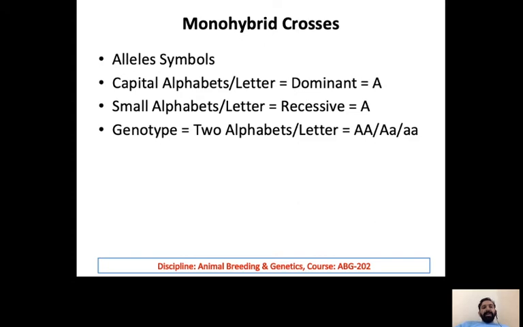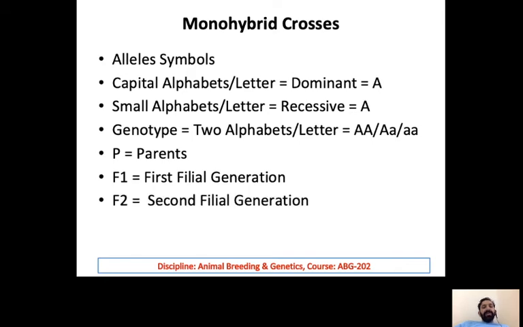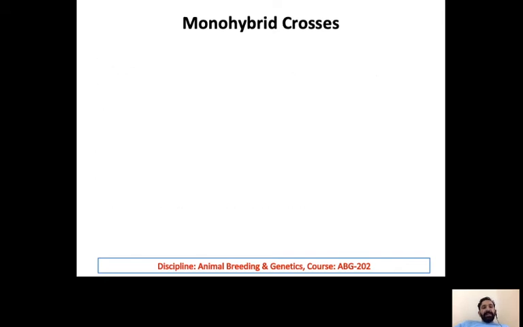Then the genotype, two alphabets or letters, the combination of all the allelic forms. So normally there are two. So possibly both of the alleles could be dominant, it could be heterozygous, and both could be recessive. Now P, capital P, that stands for the parents. F1, that stands for the first filial generation. F2, that is the second filial generation.